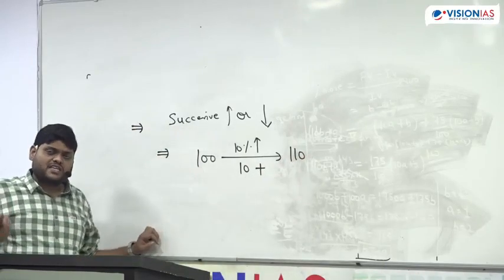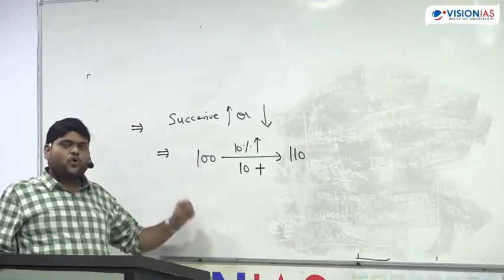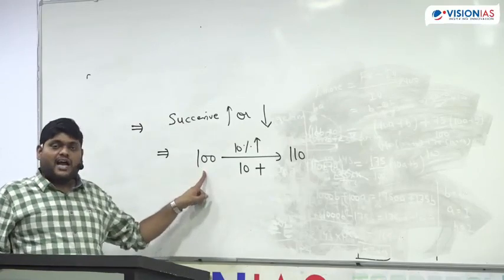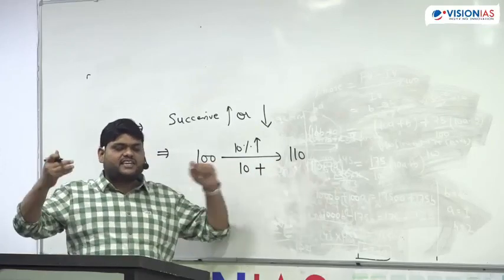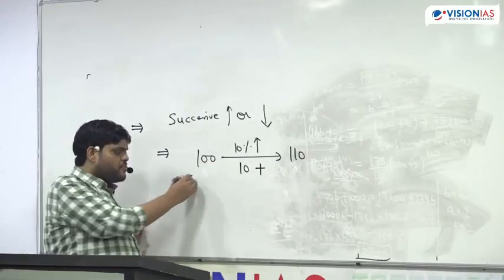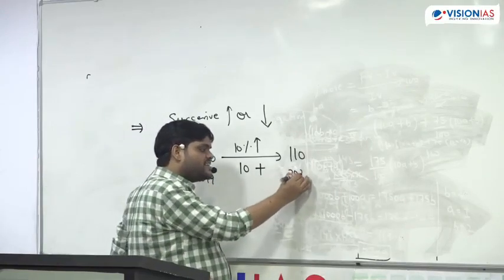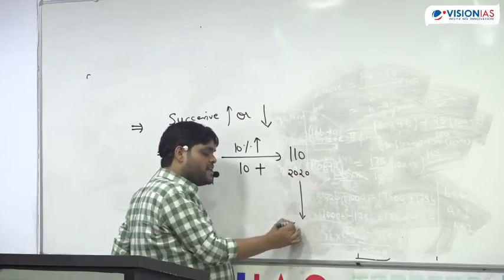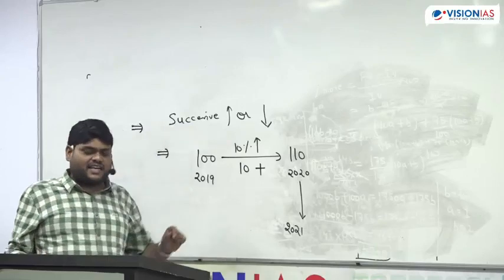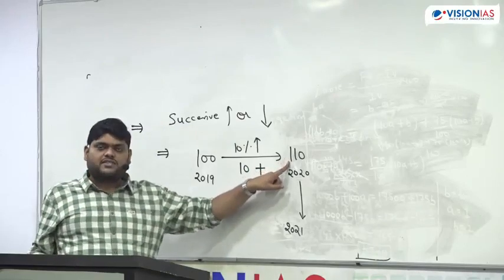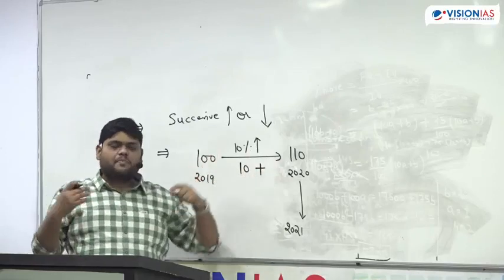So in case of successive increment, the next year the increment won't occur at this value. Increment occurs at this, because every year the population is increasing by 10%. So suppose this is 2019 data, this is 2020 data. So next year what will happen? In 2021, the population increases by 10% of this, not 10% of this. Understand? Every year 10% increment.